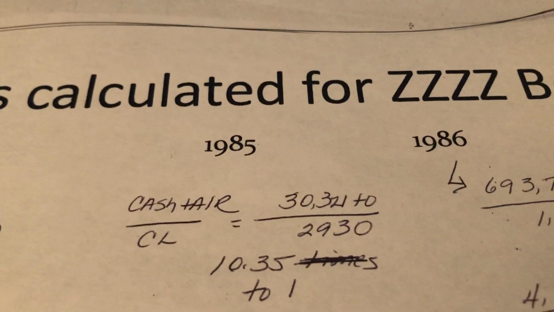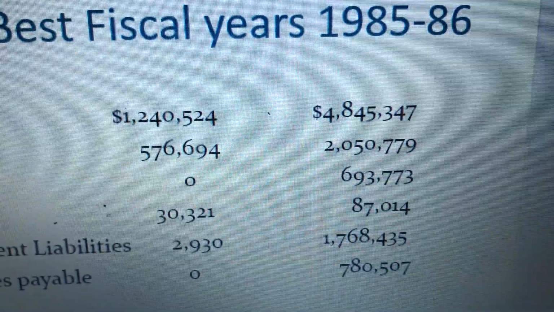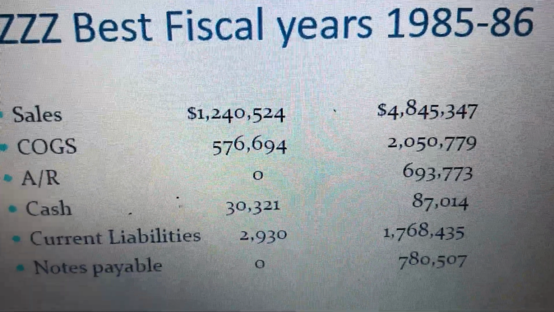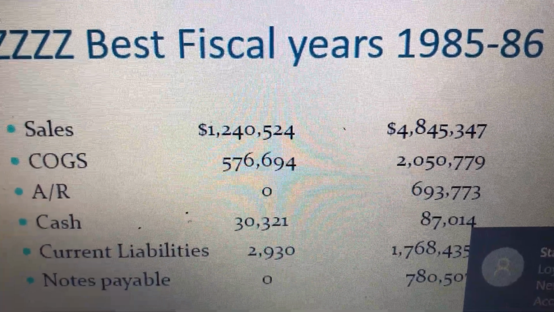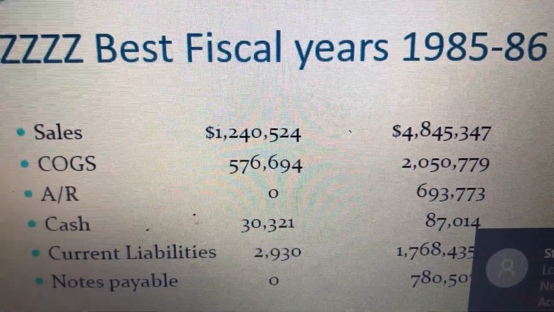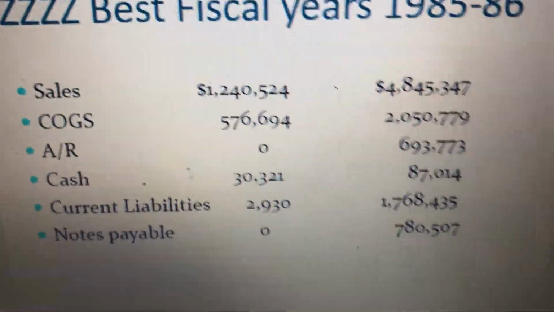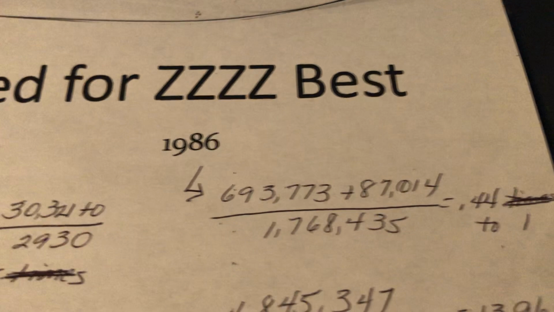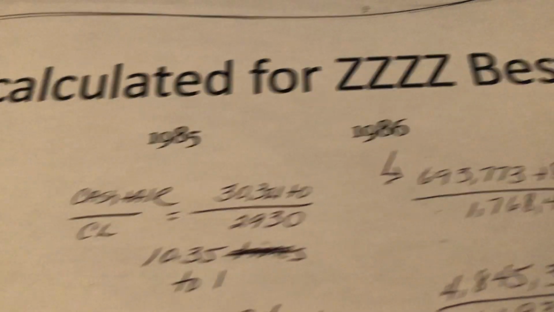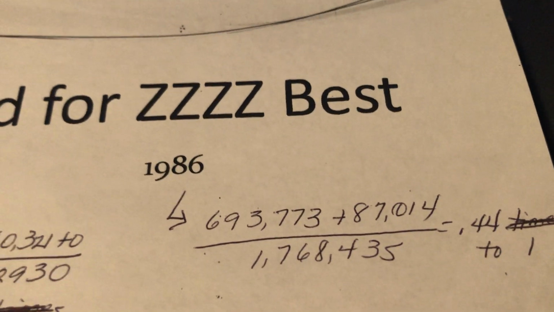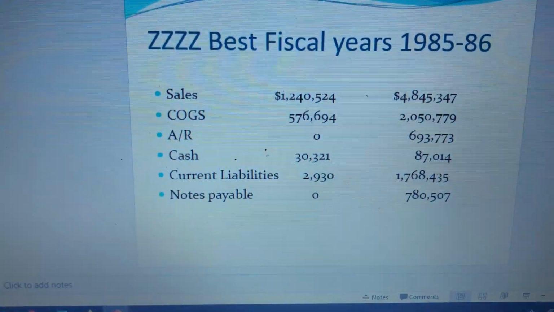The next year though, Z-Best did start using accounts receivable, accepting credit, and so the numbers went, if you look, 693,773 plus 87,014, and you want to divide that by your current liabilities of 1,768,435. So it dropped significantly to 0.44. That's too low. So he went from being really high to really low. You want this number to be around 1 to 1. In other words, you can pay off your current liabilities.